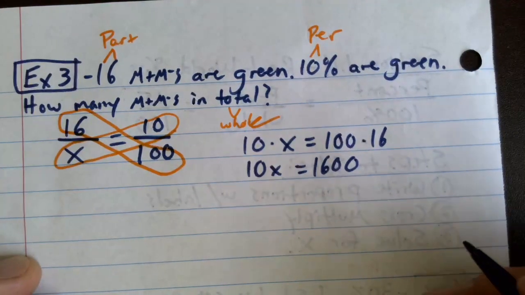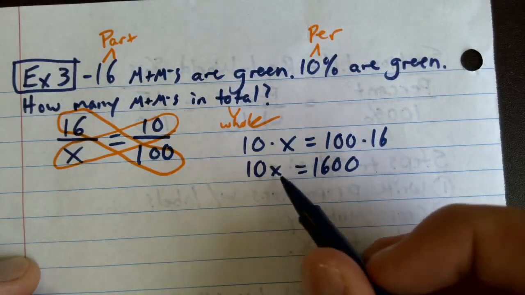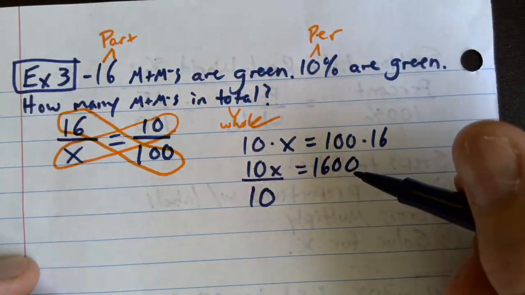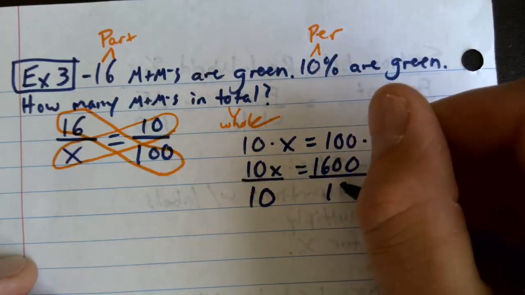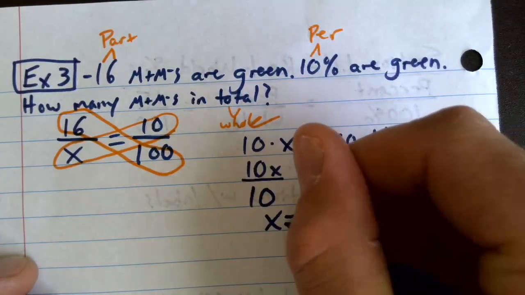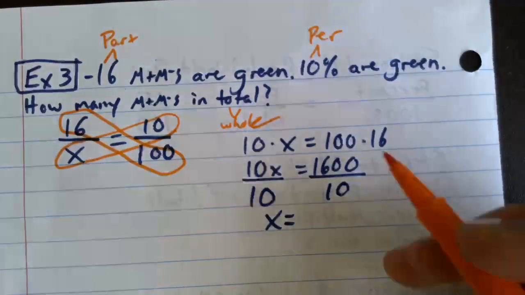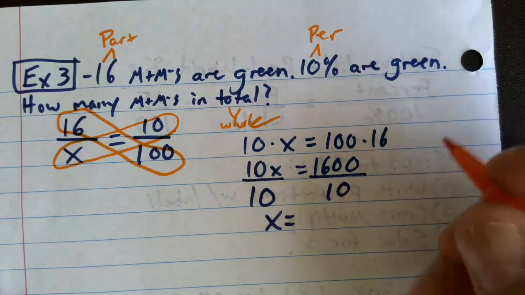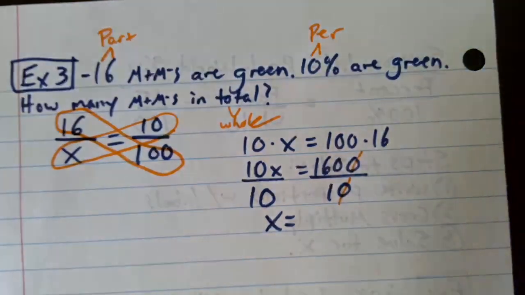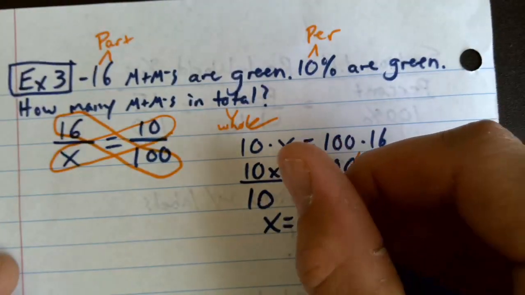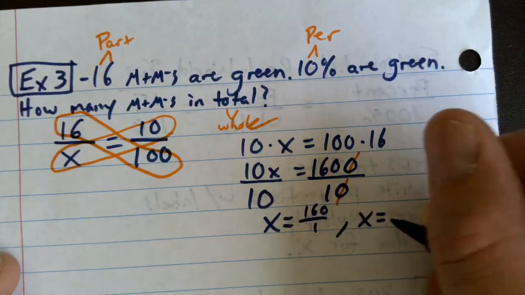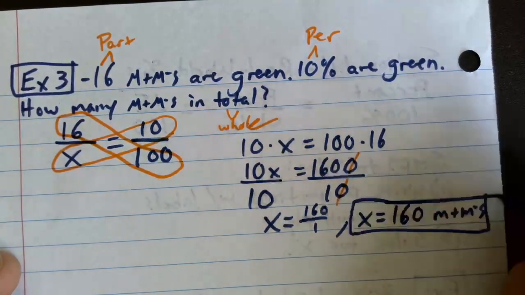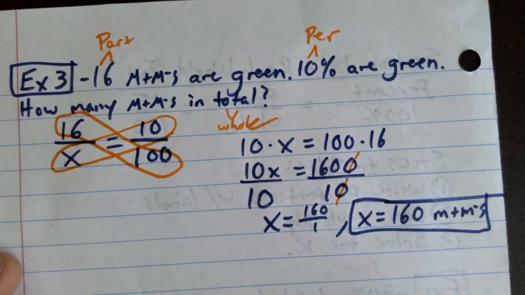Okay? So how do we get x by itself? Well, divide to find x. Divide by 10, and whatever we do to one side, we must do to the other. Good. Divide by 10, and x equals, let's make our division a little bit easier if we can. Do we have a 10 up here and a 10 down here? We sure do. Cross it off, cross it off. And now we have 160 over 1, or x equals 160 M&Ms. That's it, 160 M&Ms. Let's go and try another one.